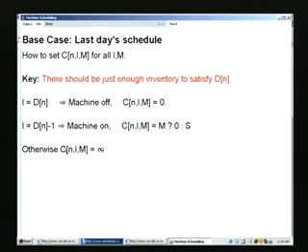For all other values of I other than D n and D n minus 1, this means that we have either too much inventory or too little inventory, in which case we should set the cost to be infinite. So that takes care of the base case as well.